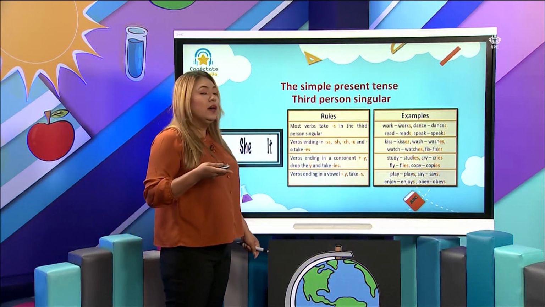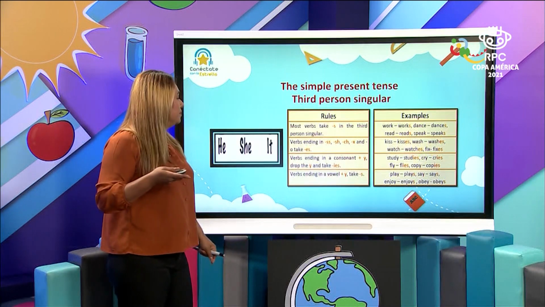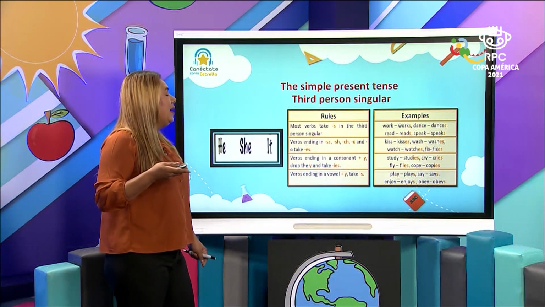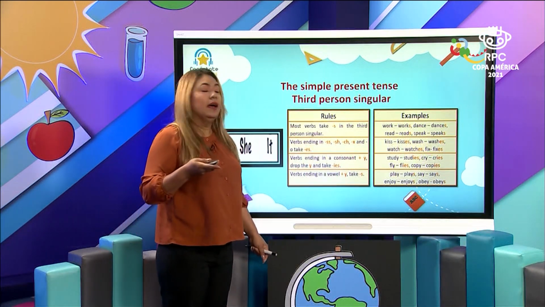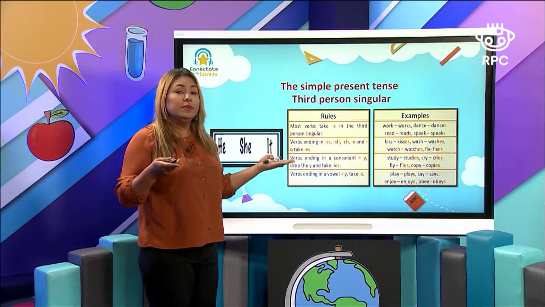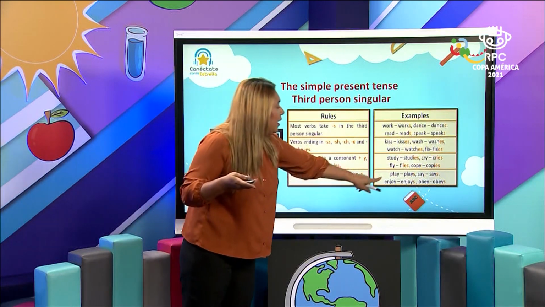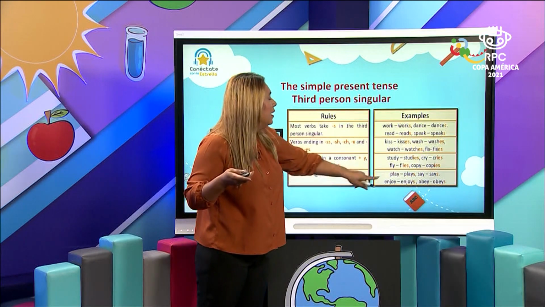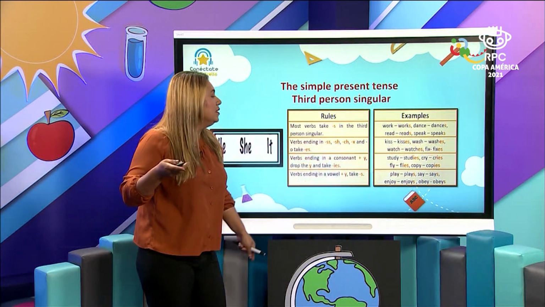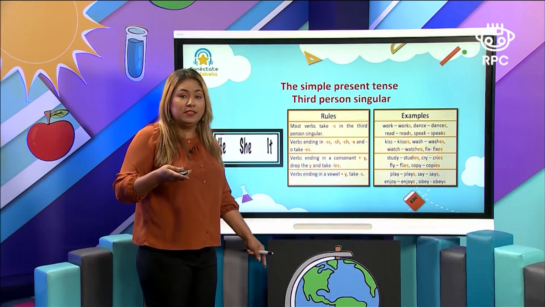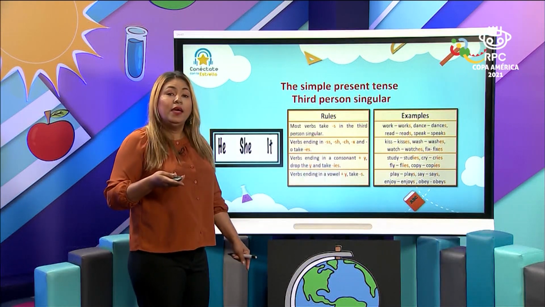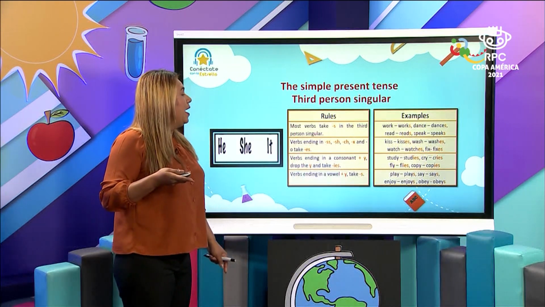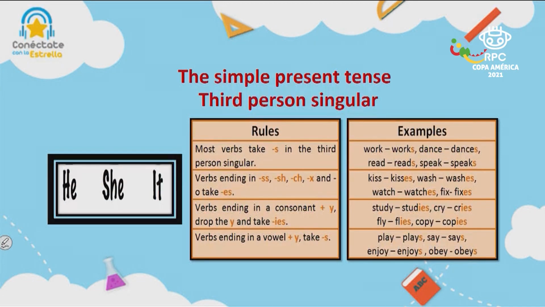Verbs ending in a consonant plus Y, drop the Y and take IES. For example, we have the verb study. Study ends in a consonant plus Y, followed by another consonant, then you have to say studies. Cry, cries. Fly, flies. Copy, copies.